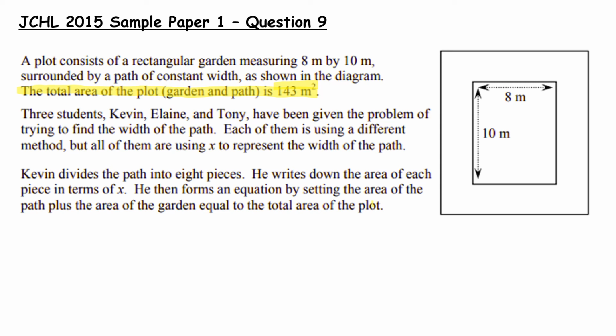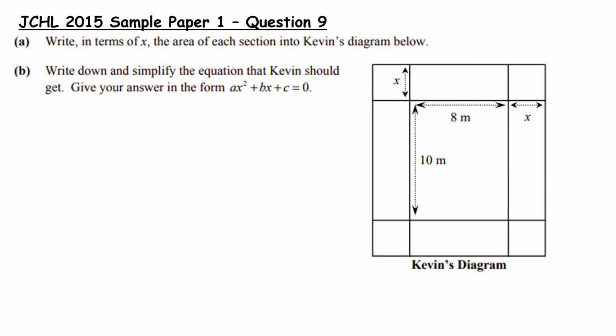3 students, Kevin, Elaine, and Tony, have been given the problem of trying to find the width of the path. Each of them is using a different method, but all of them are using x to represent the width of the path. Kevin divides the path into 8 pieces. He writes down the area of each piece in terms of x. He then forms an equation by setting the area of the path plus the area of the garden equal to the total area of the plot. So it was quite wordy.